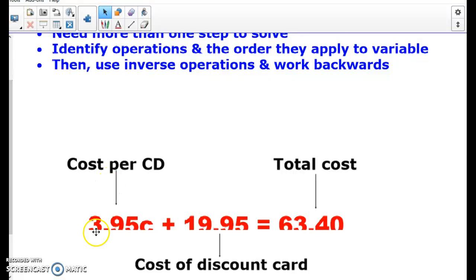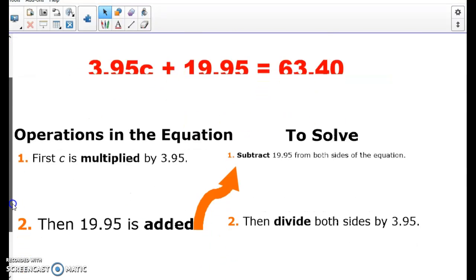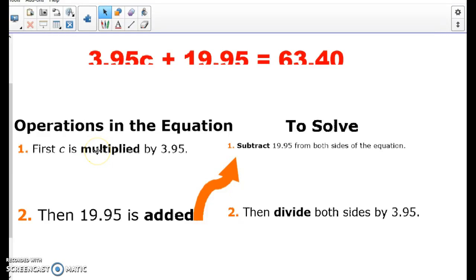Okay, so we'd write it out as $3.95 times C, because we don't know how many CDs he bought, plus the $19.95, because we know he spent that just one time, that's why there's no variable, equals $63.40. So first, we're going to subtract $19.95 from both sides. Like I said, the opposite order of operations, we need to get the variable by itself. And that's going to give us $43.45.